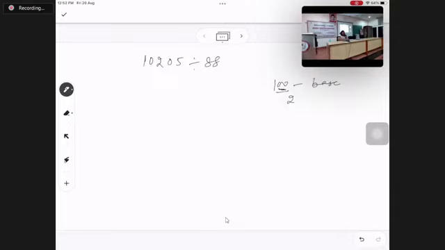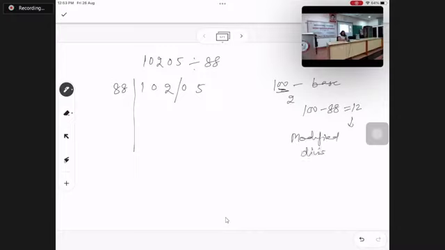Okay, so we write this number 05. Since the base has 2 zeros, 100, we put a slash after 2 numbers starting from right to left. Then we write 88 here. Now, this 88, if we subtract it from 100, the base, this is 12. This 12 is known as the modified divisor. In short form, we write this MD. We write this 12 here.